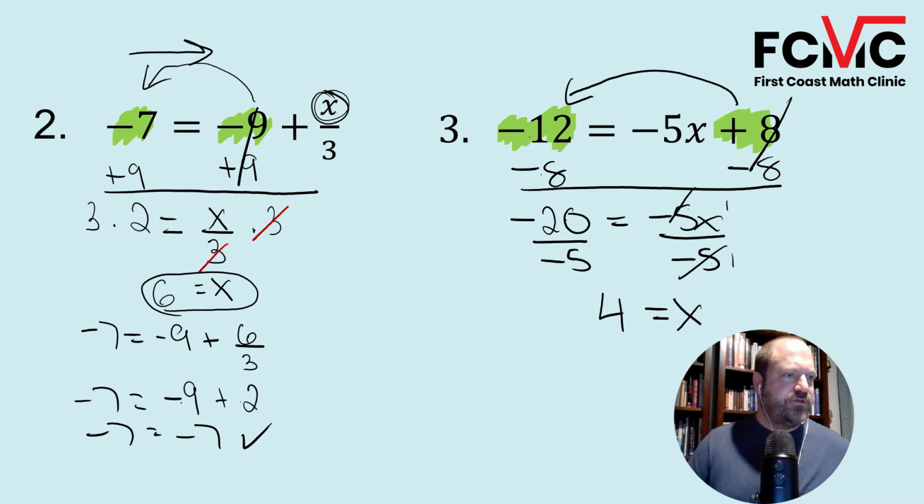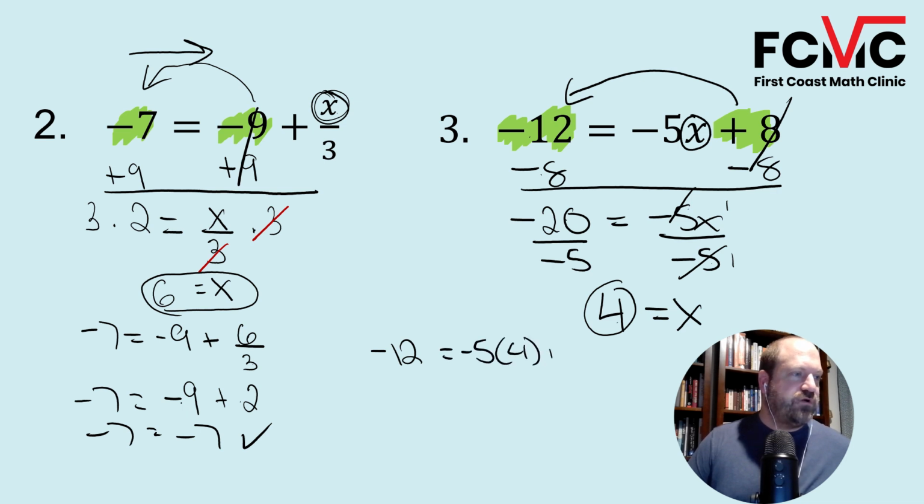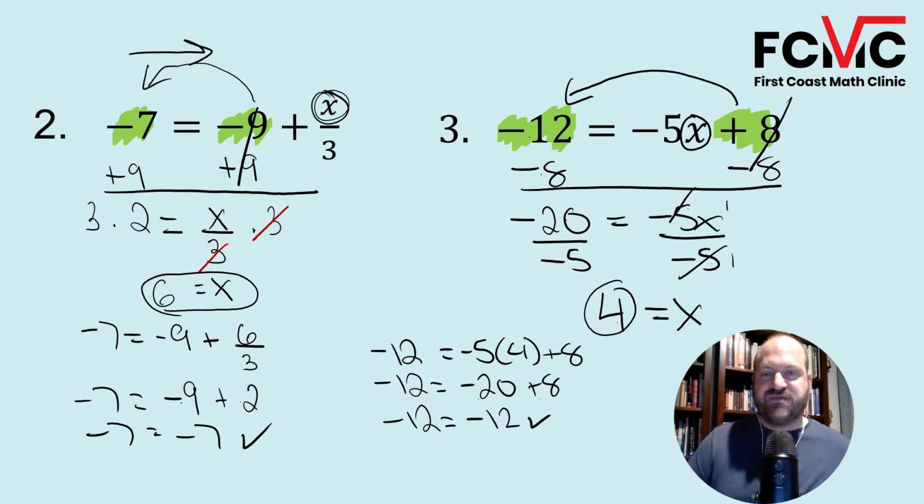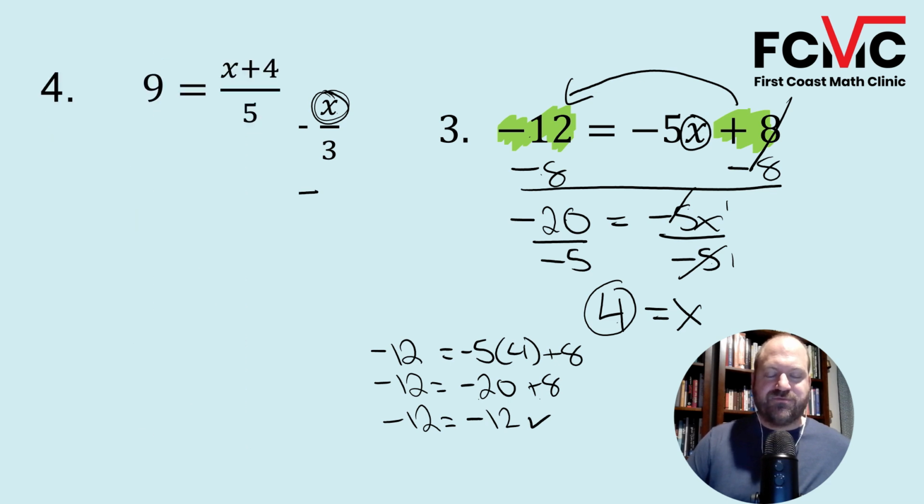And now for our check, I'm going to take that 4 and put it back in for x in our original equation. So I'll have -12 equals -5 times 4 plus 8. I get -20 plus 8. -20 plus 8 equals -12, and we get the left and the right side are equal to each other. So our solution for number 3 checks. All right, let's get into another equation.